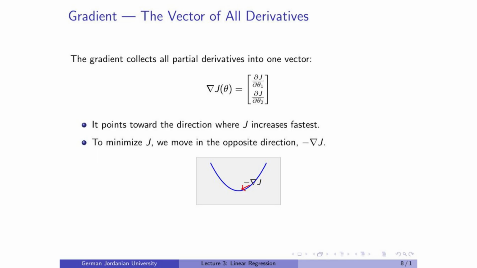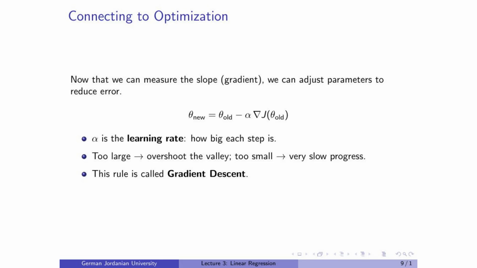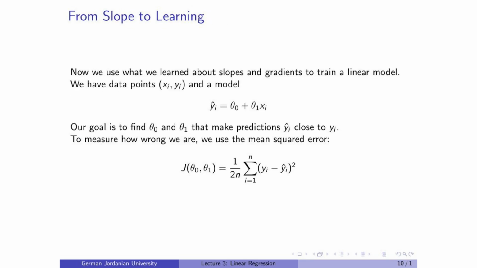To minimize J, we go the opposite way, downhill along minus the gradient. Now we can control learning. Each update subtracts a small step of the gradient, scaled by alpha, the learning rate. This simple rule is called gradient descent. Applying this idea to a real model, we predict y from x using y equals theta naught plus theta 1 times x. We'll find theta values that minimize the mean squared error.